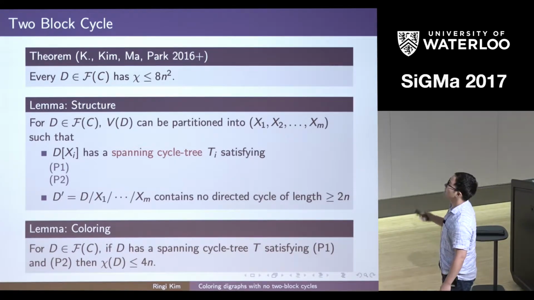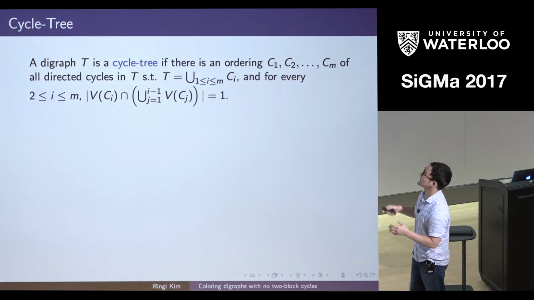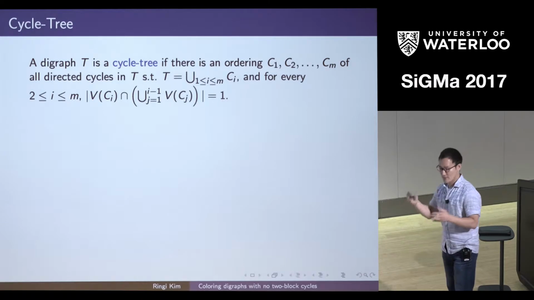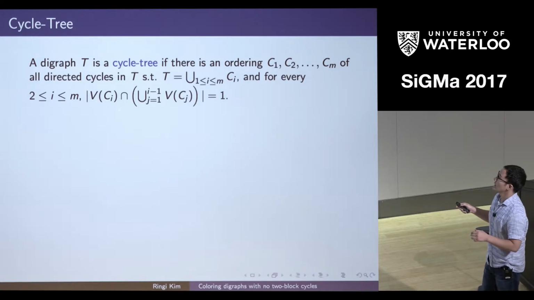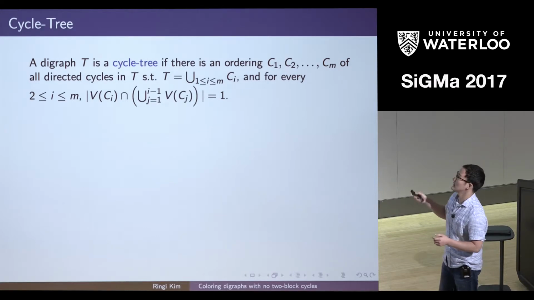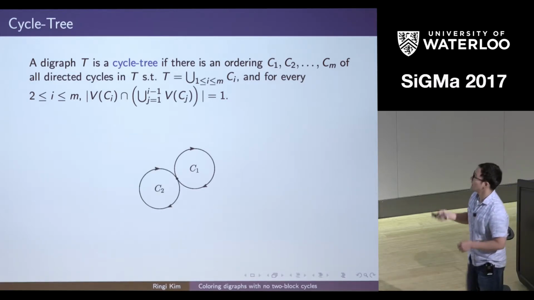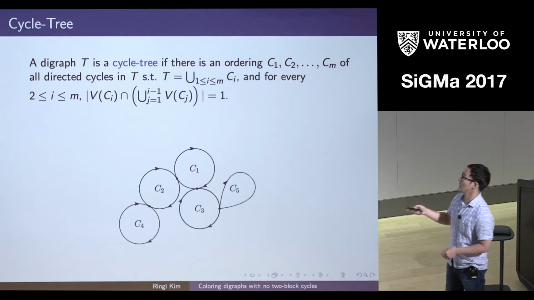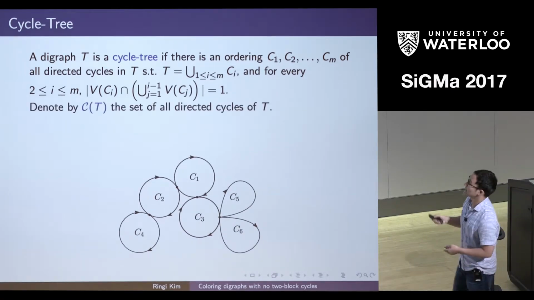Okay, now I'm going to show what a cycle tree is. A cycle tree is just a digraph consisting of cycles. So it's just a union of directed cycles such that Ci shares only one vertex with the union of the previous cycles. So just one directed cycle is a cycle tree, and we can construct a cycle tree in this way. And we denote by Ct the set of all directed cycles.